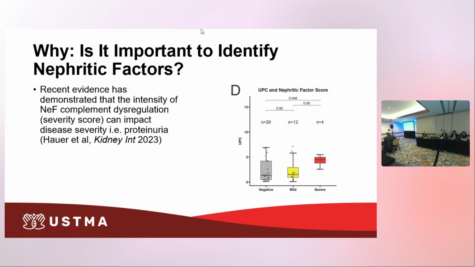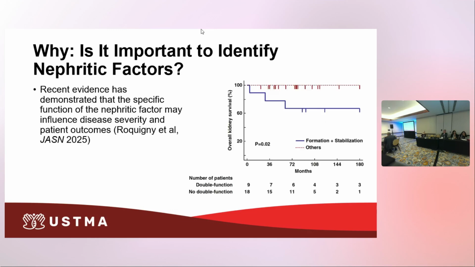So the why. Why is it important to identify nephritic factors? There's still, I think, a little bit of debate about what the clinical implications of C3 nephritic factor are when you identify it. However, there is some beginnings of data that suggest that the intensity of nephritic factor dysregulation, what in this manuscript was called a severity score, does seem to correlate with proteinuria. So the greater the intensity of complement dysregulation, the more severe the proteinuria.